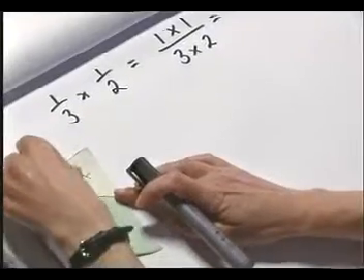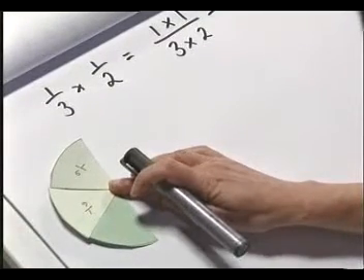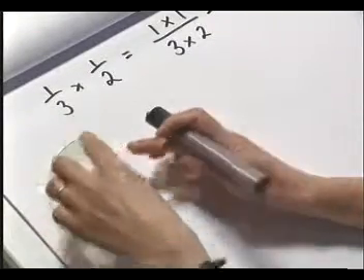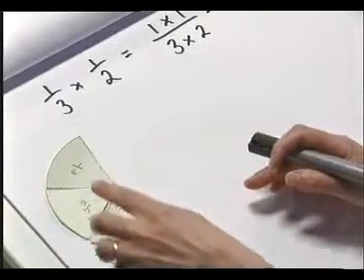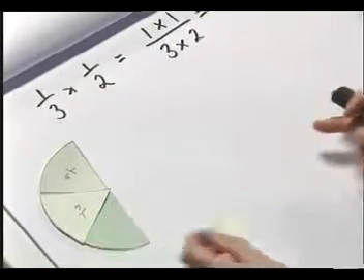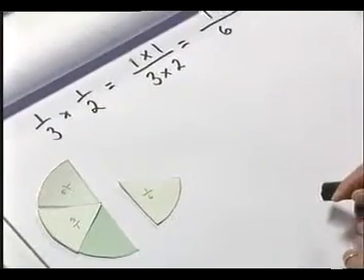Well, let's have a look. If we put some sixths on here, we can see that 3/6 is the same as a half. So if we split a half into 3 equal-sized pieces, and we want 1/3, we want one of those pieces, then we get 1/6.